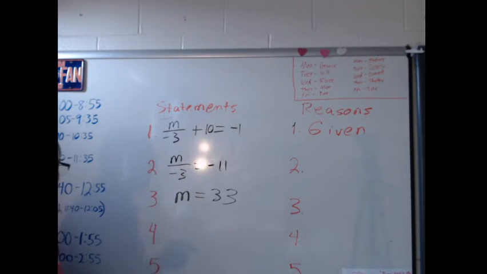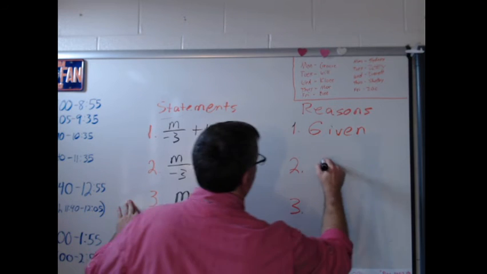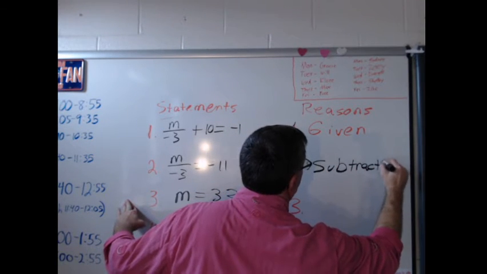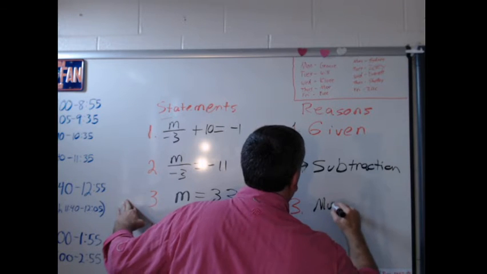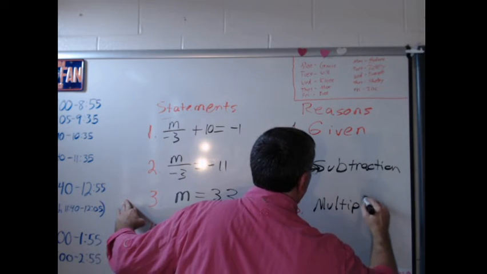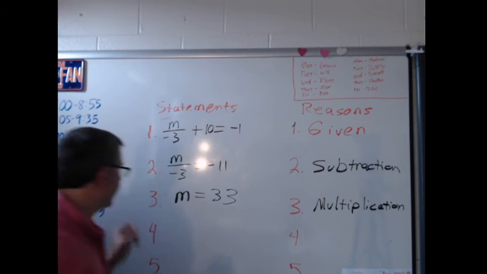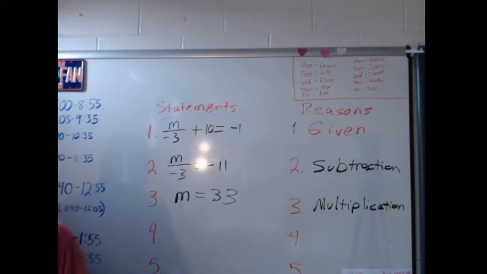So what did we do from step 1 to step 2? First you subtracted, then you multiplied. Thank you. So we use subtraction, and then multiplication. Okay, everybody good? Any questions on that? You good?